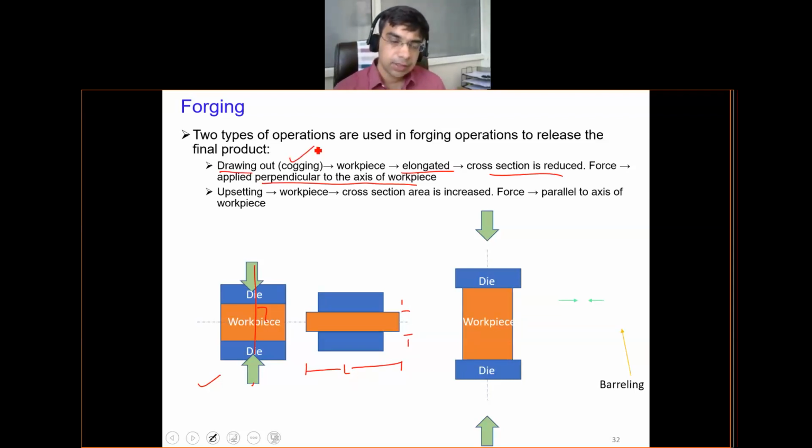The next operation under forging is upsetting. In upsetting, the cross section area of the workpiece is increased.